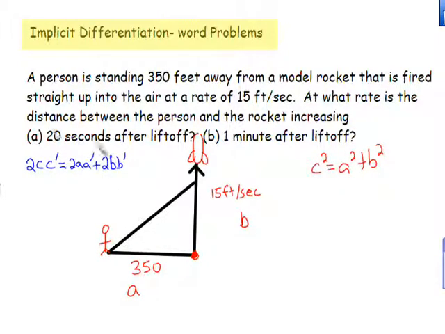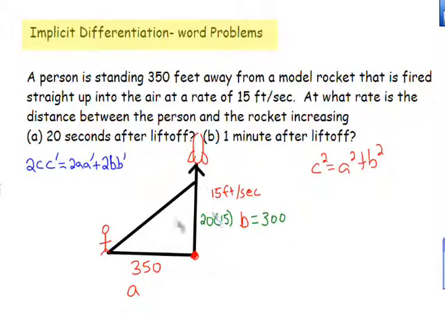Here it says 20 seconds after the liftoff. So that means after 20 seconds, if I multiply 20 seconds times 15, I'm going to find out that B is equal to what? It's going to equal 20 times 15, which is 300.